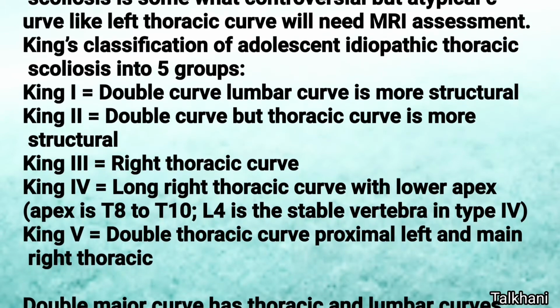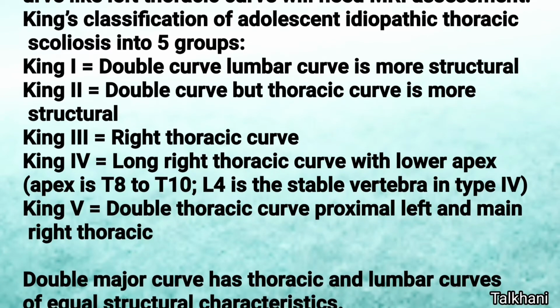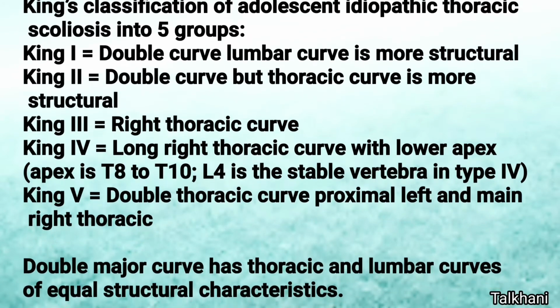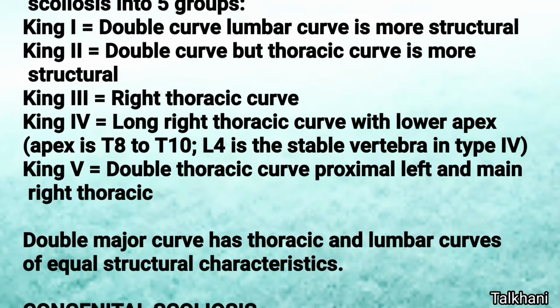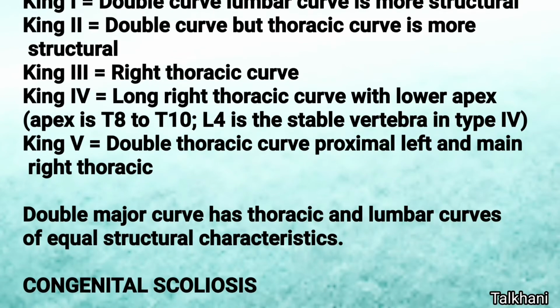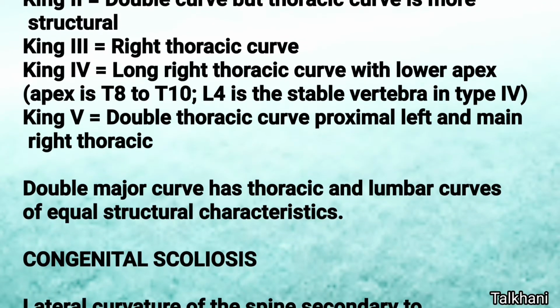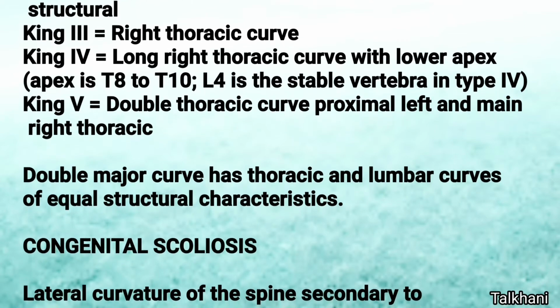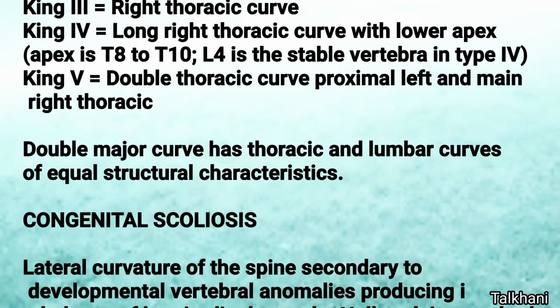Double major curve has thoracic and lumbar curves of equal structural characteristics. King has classified adolescent idiopathic thoracic scoliosis into 5 groups. King 1, double curve, lumbar curve is more structural. King 2, double curve, thoracic curve is more structural. King 3, right thoracic curve.